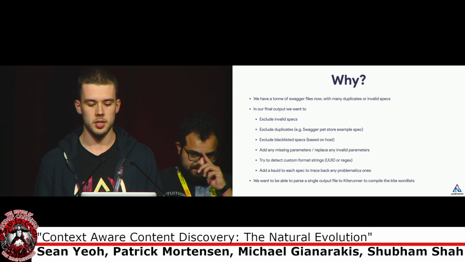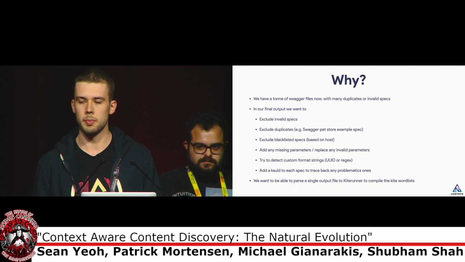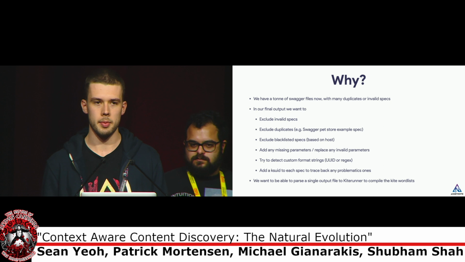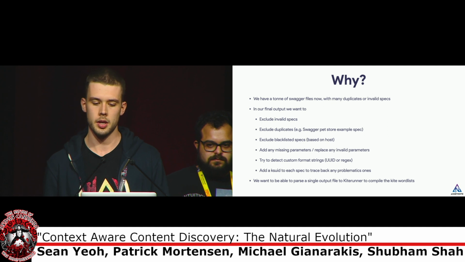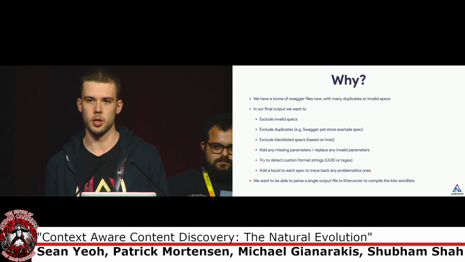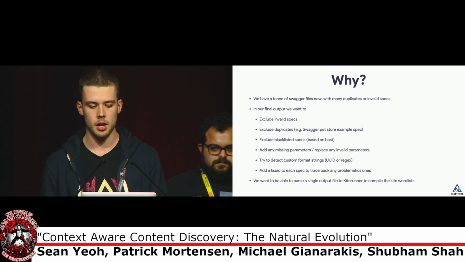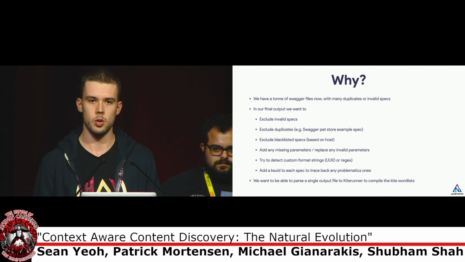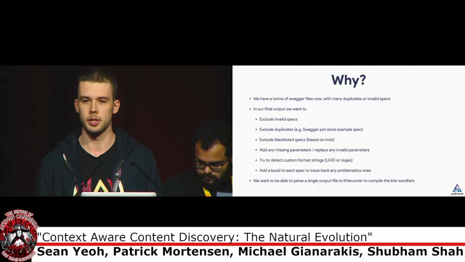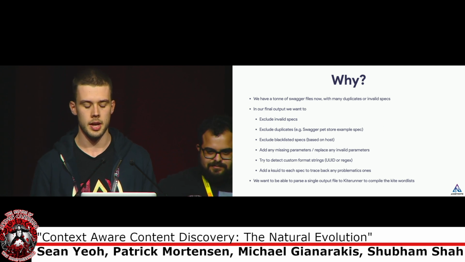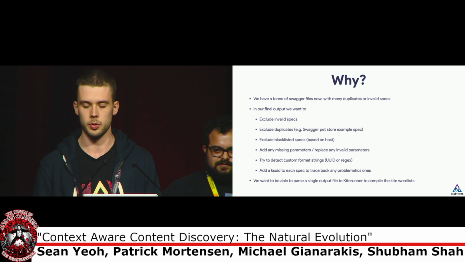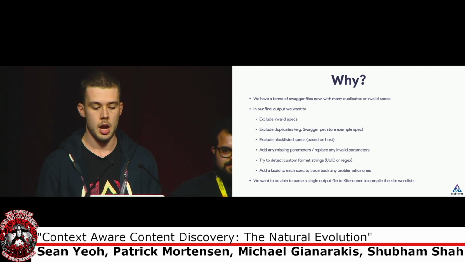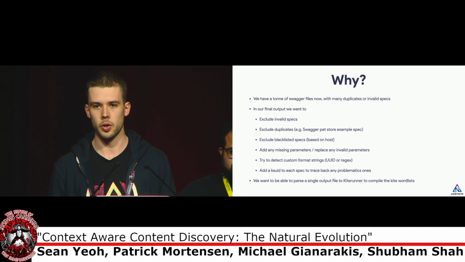We want to add any missing parameters or replace any invalid parameters. In some of these specs, they'll have path parameters in the path, but not defined in the actual parameters inside the spec for whatever reason. So we want to be able to detect these and include them so that we can use them later on in our other tooling. We want to try to detect any UUID or regex parameters and mark them as such so we can accurately guess those parameters when testing the APIs. And we want to add a KSUID to each spec so that when we're running our tooling, we can trace back to the original spec where this problem was coming from. And we want to be able to pass this into a single file so that we can use Kiterunner to compile the word list.